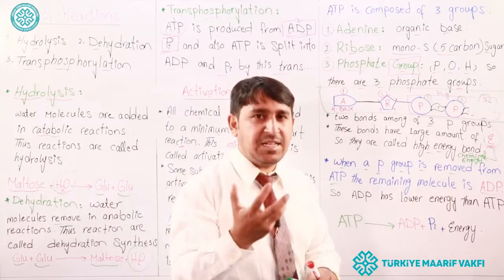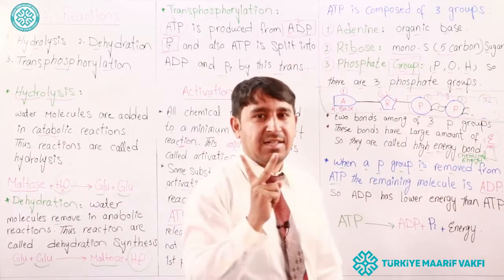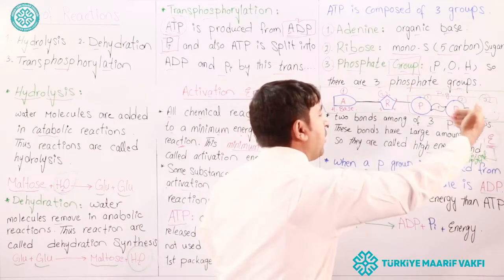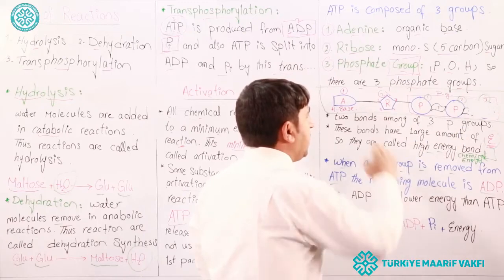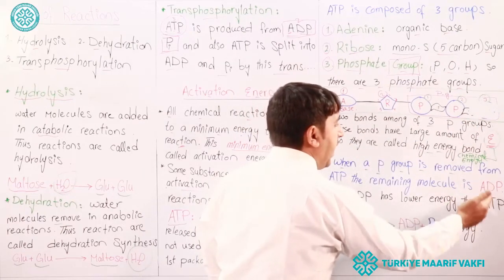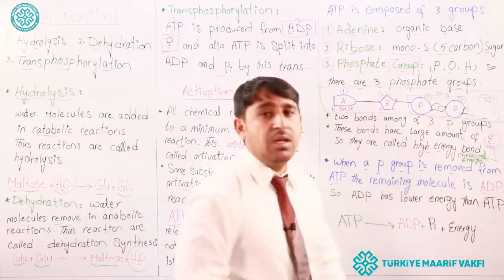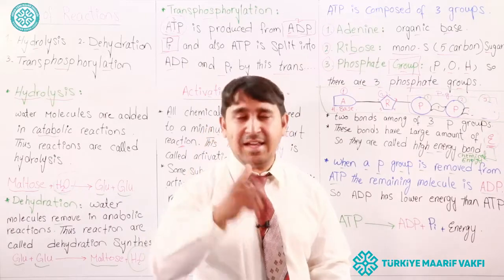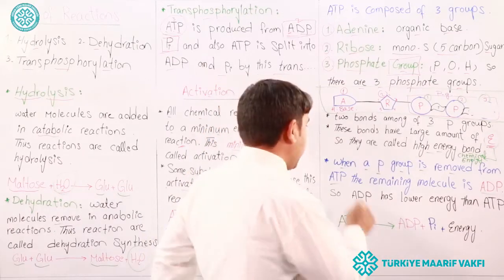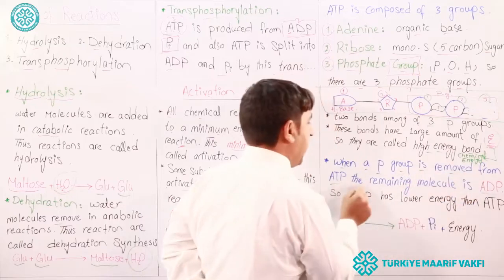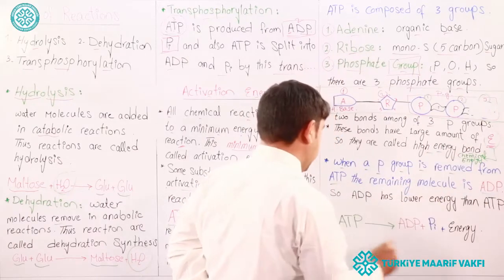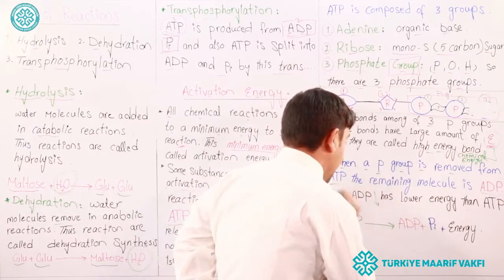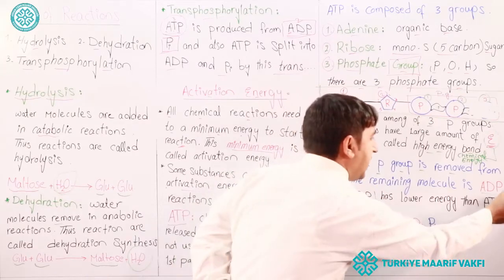Before it was ATP. 2 bonds we had, and these are the high energy bonds, these 2. Now one bond is split or removed from the ATP. The ATP is converted to ADP. Now ADP doesn't have that much high energy which ATP has. So we can say when a phosphate group is removed from the ATP, the remaining molecule is ADP. So ADP has lower energy than ATP.